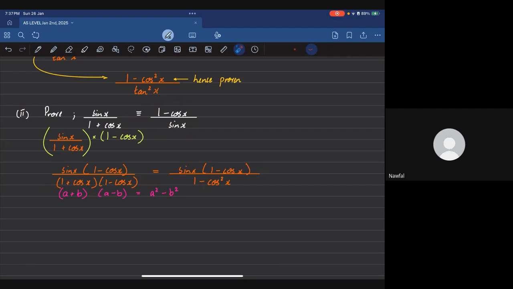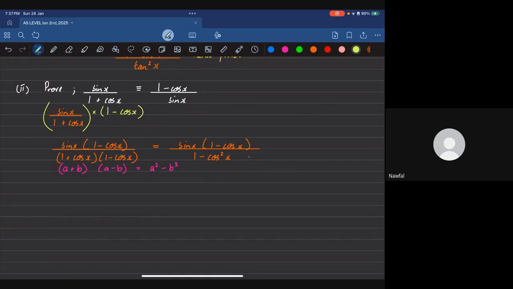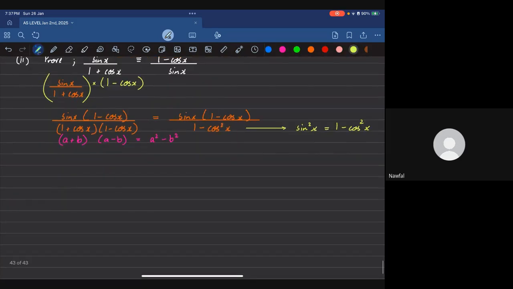Now what can you do? I can use my identity. What was my identity above? My identity over here is that sine square x is equal to 1 minus cos square x. And therefore I can simply write it down. So then I get sine x, 1 minus cos x, over sine square x.